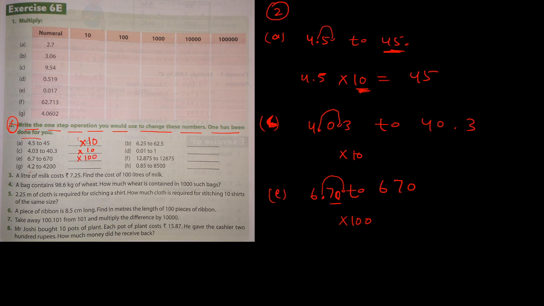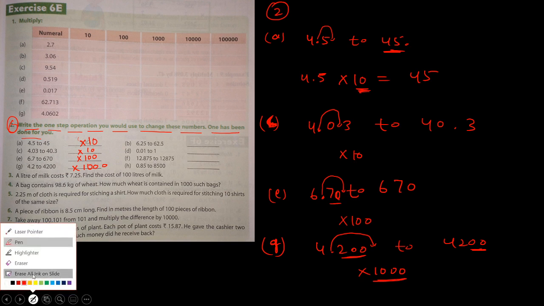Okay. Now let's talk about G. Question G, 4.2 to 4200. Now there are two zeros, so write them, and this decimal is shifting over 3 digits. So we have to multiply it by 1000. Okay, we have to multiply it by 1000. Fine. So in this way we will do this question.